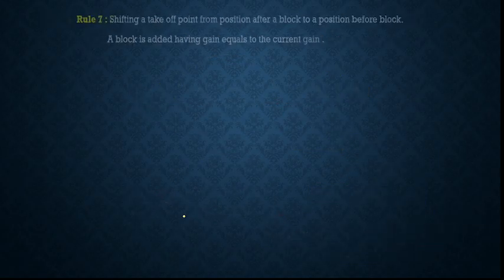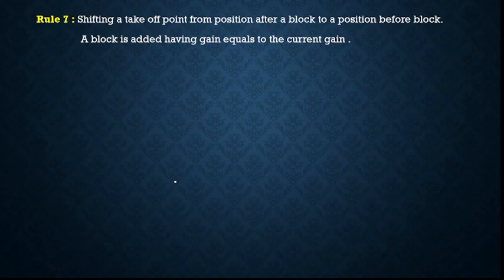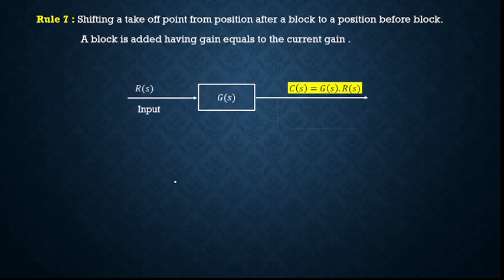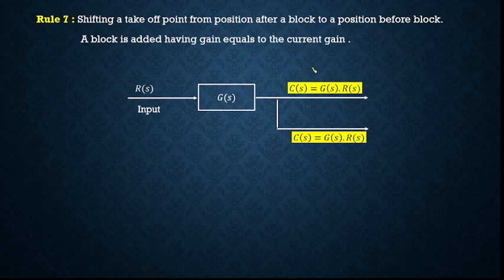Okay. Next is shifting a takeoff point from a position after a block. Now the takeoff point is after a block and we want to shift it to a point before the block. Let us see the condition. This is R(s) as the input. Now we are having the takeoff point which is after this block. So both the output of the takeoff point and the output of the system are the same. C(s) is equal to G(s) into R(s). Here also C(s) is equal to G(s) into R(s). This is the output. This is the takeoff point which is after the block.